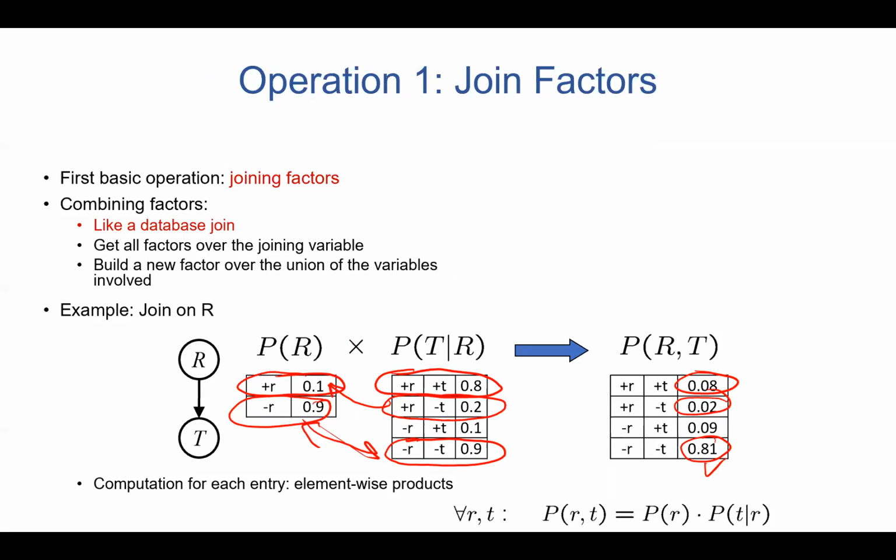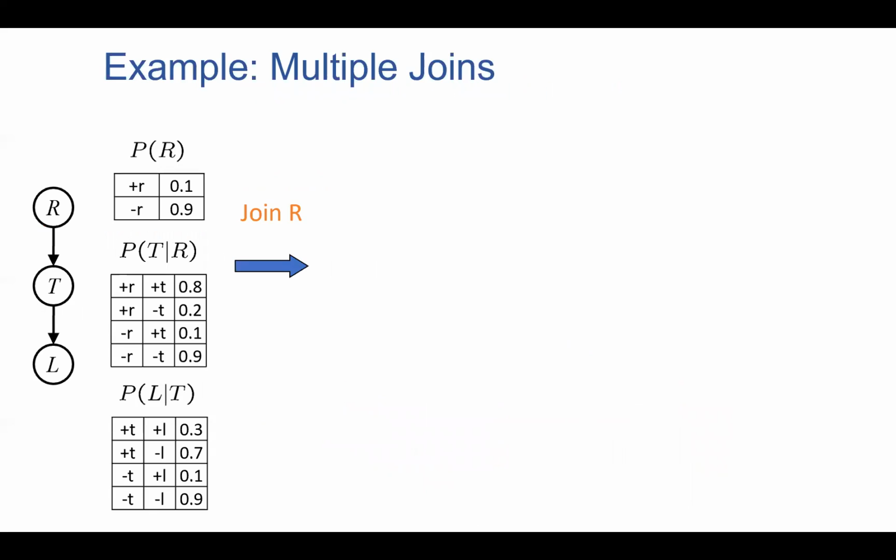And how do we do that? We look at the consistent rows, like plus R plus T. We look at the plus R plus T here, and then we look at the plus R, and we multiply these two together. 0.1 times 0.8, and then plus R minus T. We're still looking at plus R, so we will have to multiply this term with 0.2, right? And we simply fill the table in. That's the joint distribution, P of R and T. So we have done one join, and we have got a new table. All right, we're done with P of R and T.